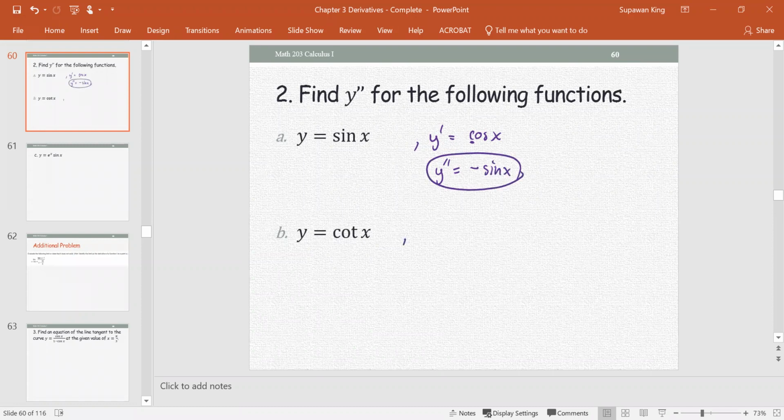Part B, y equals cotangent x. Cotangent begins with the letter C, so the y prime is negative cosecant squared x. Next, we're going to find y double prime. The y double prime is the derivative of negative cosecant squared x. We can rewrite the cosecant squared x as cosecant x times cosecant x with the negative sign in the front.